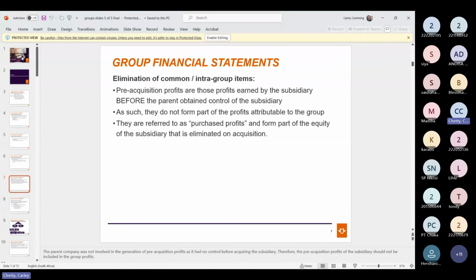So remember I said that the pre-acquisition profits, these are profits earned by the subsidiary before the parent obtained control of the subsidiary. Therefore, they do not form part of the profits attributable to the group. So these are purchased profits. They form part of the equity of the subsidiary that is eliminated on acquisition. So remember, when we have the at-acquisition pro forma journal entries, we eliminate the retained earnings on acquisition. So these pre-acquisition profits will form part of the retained income that will be eliminated on acquisition.